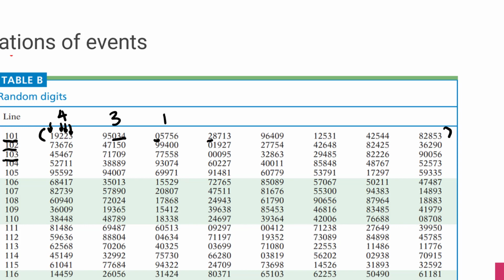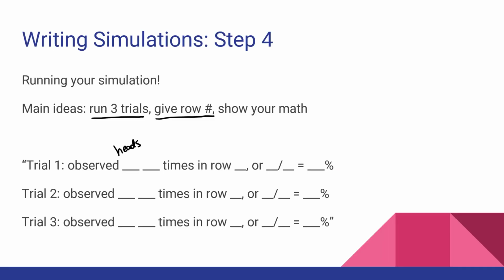Now we have 2, 1, 3, so 3 heads, 2 heads, 4 heads, 1 head, 2 heads. So in total, if we add up all the total number of heads that we got, that gives us exactly 20 out of the 40 digits that we looked at. So we observed heads 20 times in row 101, and then we have to say what percentage that is. So 20 out of 40, which is equal to exactly 50%.